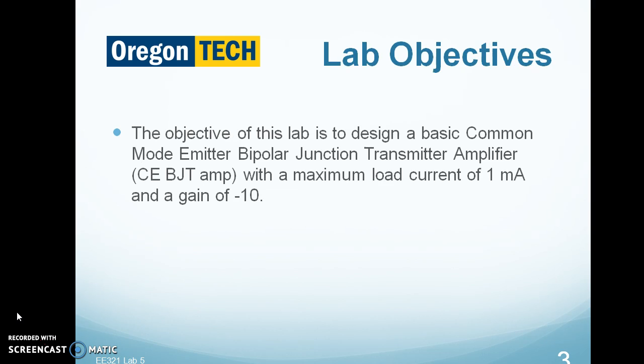So the objective of this lab was to design a basic common emitter bipolar junction transistor amplifier, or CE-BJT amp for short, with a maximum load current of 1 milliamp and a gain of -10.